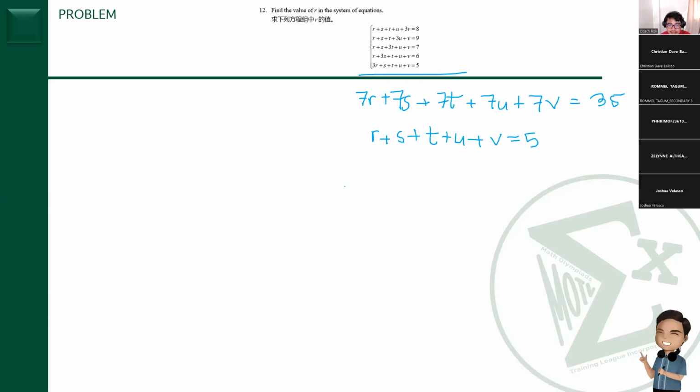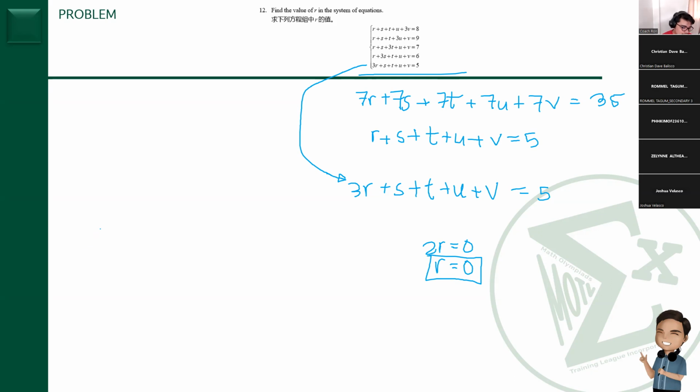And note that 3r plus s plus t plus u plus v is also equal to 5, right? Look at this one. So what does that mean with r? I can subtract both equations, and I would get 2r equal to 0, so r should be equal to 0. Ta-da! Okay. Next up.